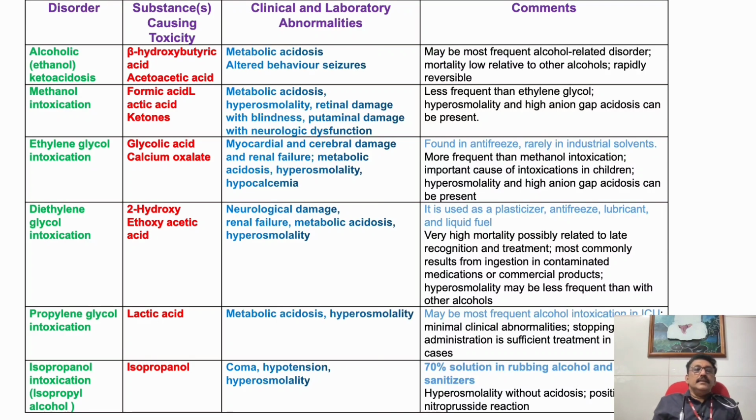Now we can see the important alcohols here. One is methanol intoxication that produces formic acid. Formic acid produces metabolic acidosis, hyperosmolality, retinal damage with blindness, putaminal damage with neurological dysfunction. So these are the important findings of methanol toxicity.